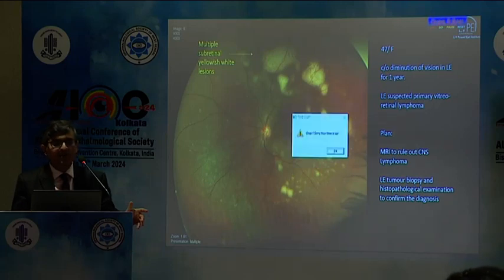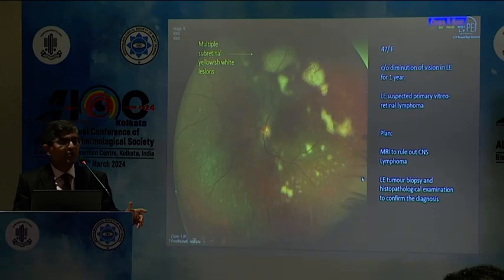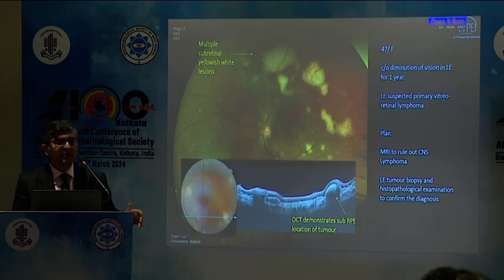So waxing and waning course with steroid gives a positive clue that you are dealing with an underlying primary vitreoretinal lymphoma. But yes, being an ocular oncologist, for me, biopsy is always the gold standard, because it is not just about the eye, it is about the patient. So always the patient wants a confirmation that yes, they have an underlying malignancy, particularly lymphoma. And you do an OCT. OCT is also a very important tool, which again demonstrates where these lesions are particularly located. That's what you see in this OCT, sub-RPE infiltration of the lymphoma.